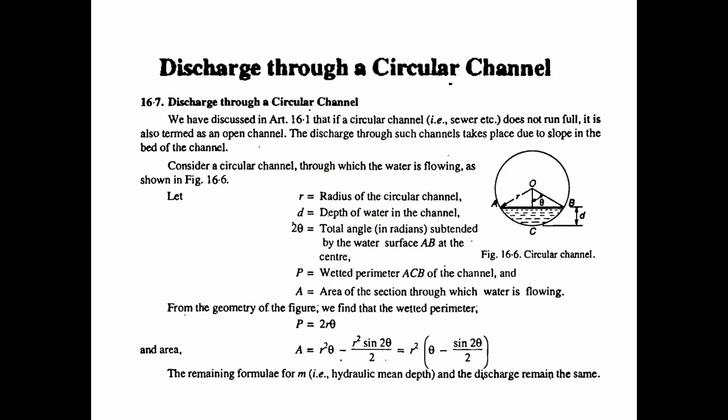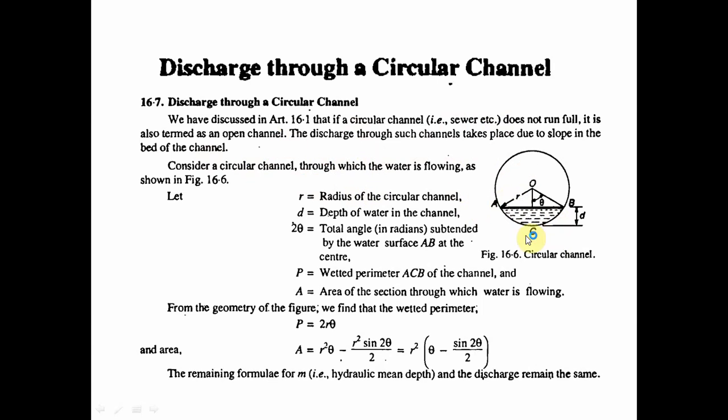So today I am going to tell you the problems related to module 2, that is flow through open channel. That is, today, discharge through a circular channel. We know that a sewer or a circular channel does not run fully. It is also termed as open channel flow. The discharge through such channels takes place due to the slope of the bed of the channel. So this is the slope of the bed of the channel. Depending on this, the discharge will be taking place.